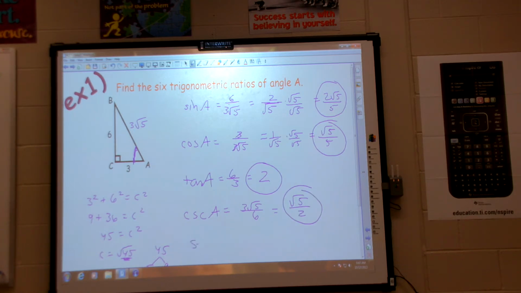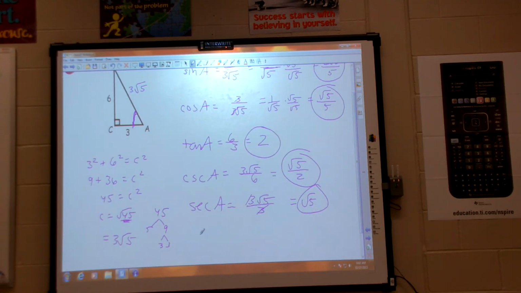Okay, so now let's do secant of A. Well, secant is the reciprocal of cosine. And cosine would have been 3 over this. So instead it's this over 3, which is just square root of 5. Now last but not least, cotangent of A is what? Adjacent over opposite. So the opposite of tangent, so instead of opposite over adjacent, it's adjacent over opposite, which is 3/6, which is 1/2.